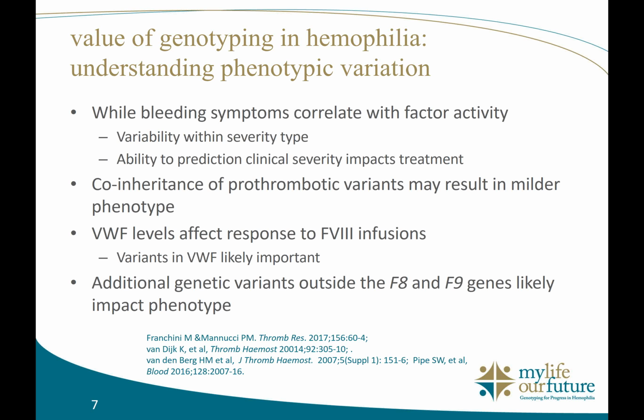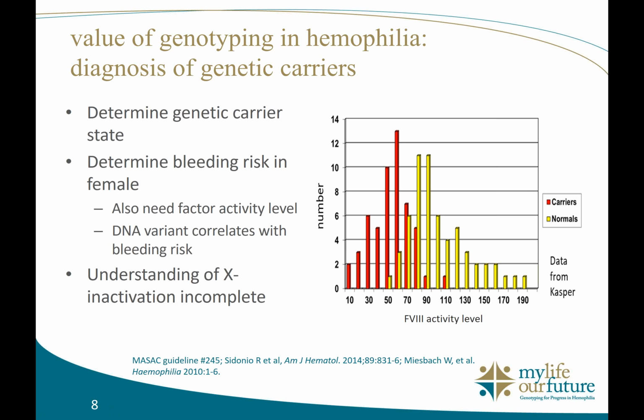And shown in the graph on the right, with the wonderful data from Carol Casper years ago, are factor VIII activity levels in females who were not genetic carriers of hemophilia, shown in yellow, and females who are genetic carriers, shown in red. And while the mean, or the height of the curve, is 50 to 60% around normal, there are women who have lower levels. In addition, in a study by MySpac, they showed that the DNA variant was a stronger predictor of bleeding symptoms in the female than the level.